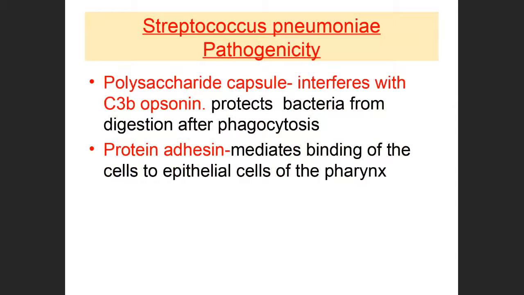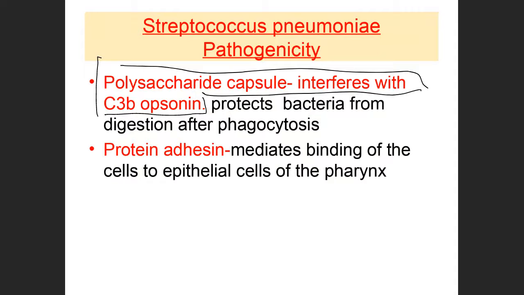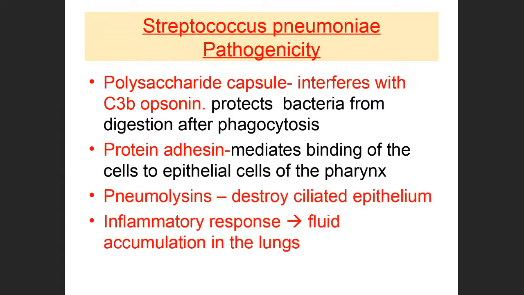Okay, the pathogenicity of the organism is only one, actually. It is mainly the capsule. It is a capsule that interferes with C3b opsonization. That's it. That's all it has. It does have adhesins that allow it to bind to the epithelium of the pharynx, but more importantly, it is the capsule. There are 2 strains of the organism. The non-encapsulated strain is not pathogenic. The encapsulated strain is the one that causes problems. It causes an inflammatory response in the lungs. It may have pneumolysins that destroy epithelial tissue in the lungs.